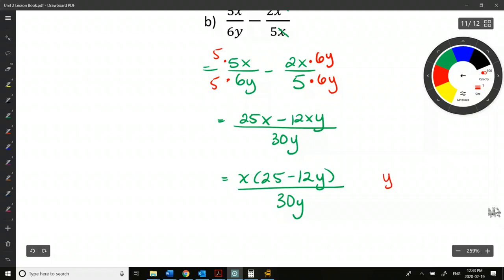Okay, y cannot equal 0. y should not equal 0. Is that it? Yeah. Look at the original question. Oh, cool. x cannot equal 0. Right.